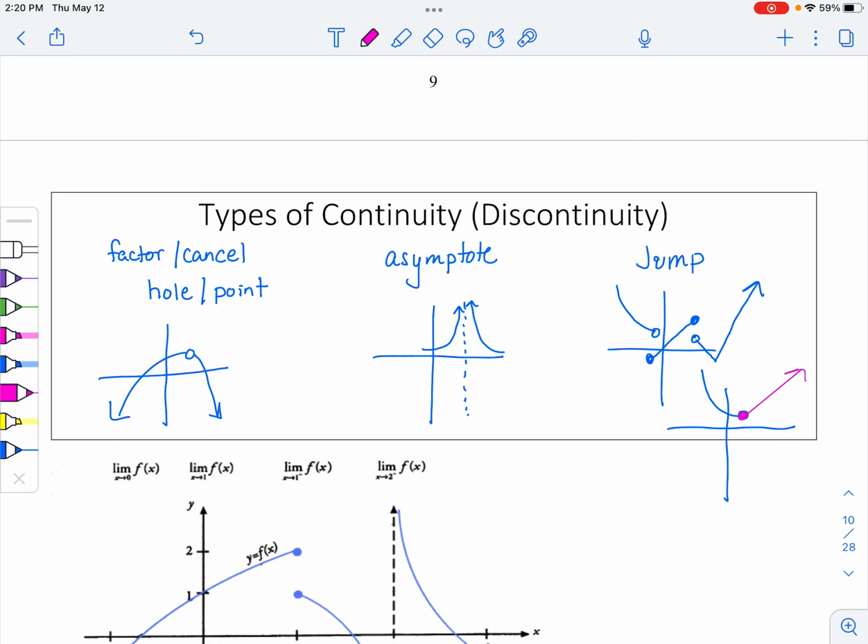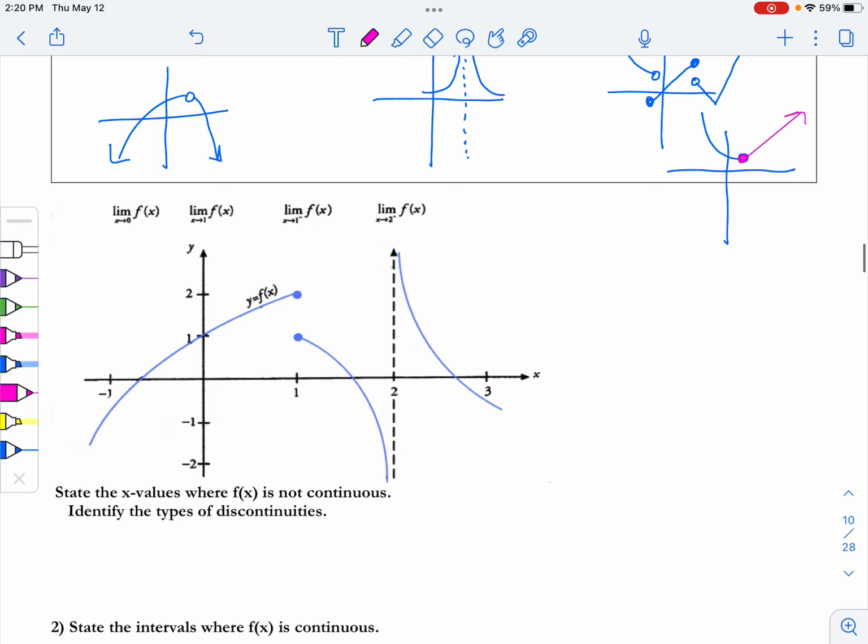That's the discontinuity types. So if we're looking at this graph, we are stating the x values where it is not continuous. So it is not continuous at holes, jumps, and asymptotes. So I would see a jump right there at the x value of 1. I see an asymptote right there at the x value of 2, and everything else looks pretty good to me. So we would say at x equaling 1, there is a jump, and at x equaling 2, there is an asymptote.